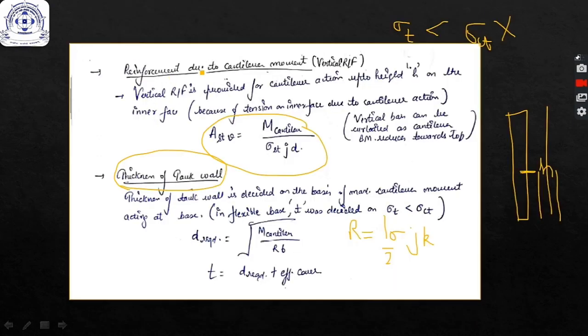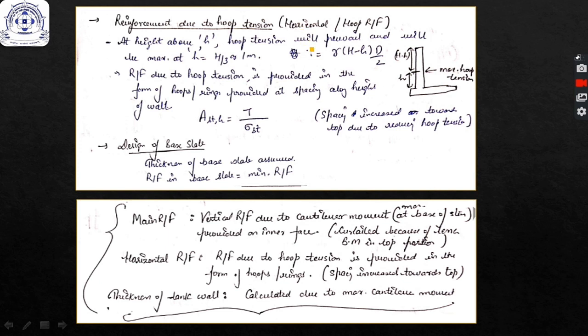Now we have calculated the vertical reinforcement and the thickness of tank wall. Now we will be providing reinforcement due to the hoop tension T. Here hoop tension is gamma (H minus h) into d by 2, and reinforcement due to this will be T upon sigma st. As discussed previously, the spacing can be increased more here at the top, or you can keep the spacing same throughout the height. It's up to you. Now the base slab is designed as in the previous case. The minimum thickness is selected and the minimum reinforcement is provided in the base slab.